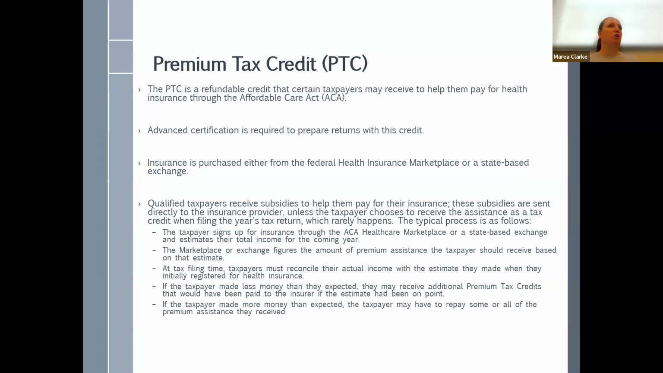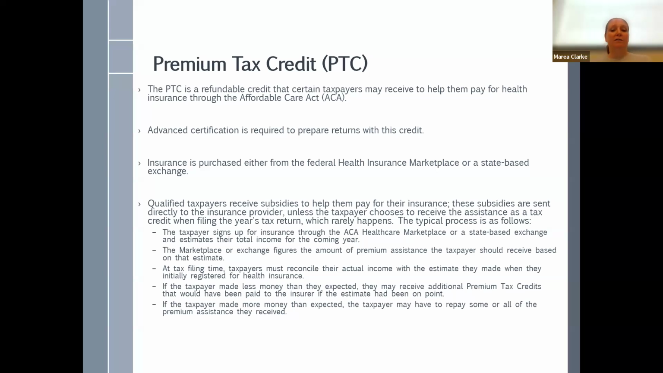Then at the end of the year, you basically have to reconcile that. You say, oh, I think I'm going to earn $20,000 this year. And they say, great, that's not very much. So we'll give you $1,000 to help pay for your insurance. And then you get to the end and you say, oh, it was a great year. I earned $30,000. They'll say, yeah, but now you have to pay back some of that premium because your credit is not so big because you earned a lot more than what you said you were going to get.